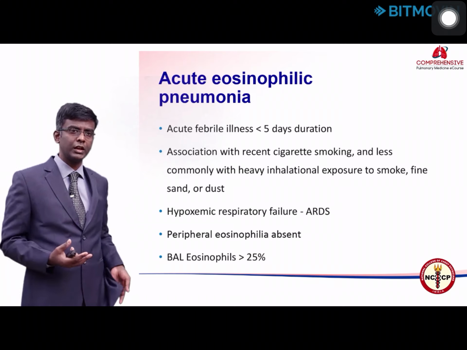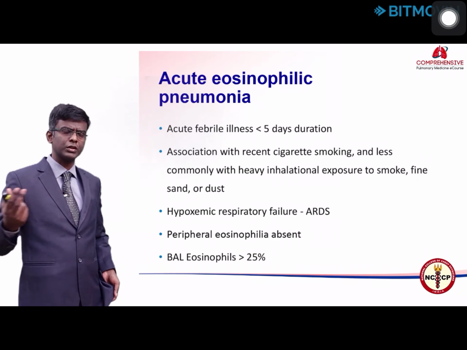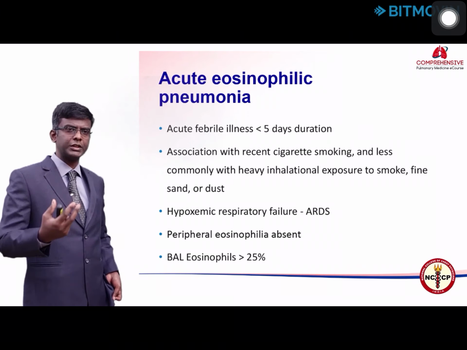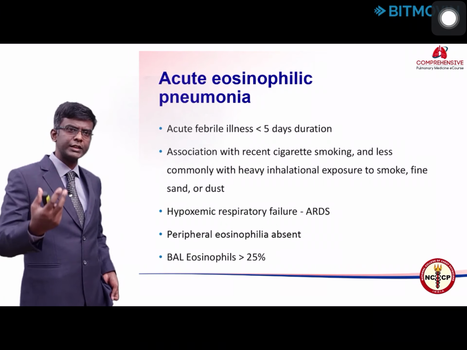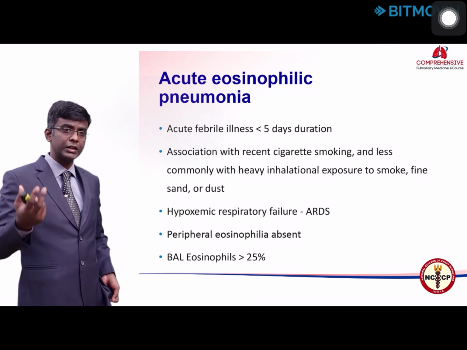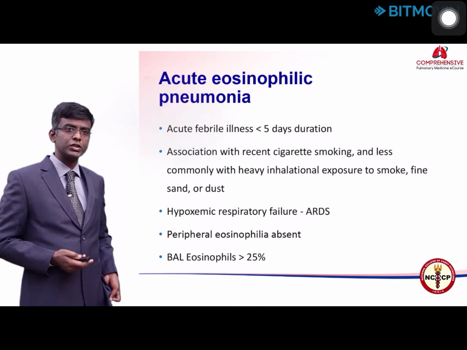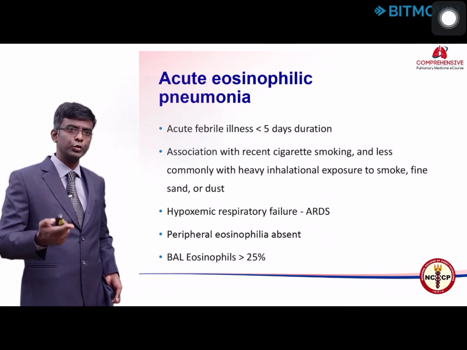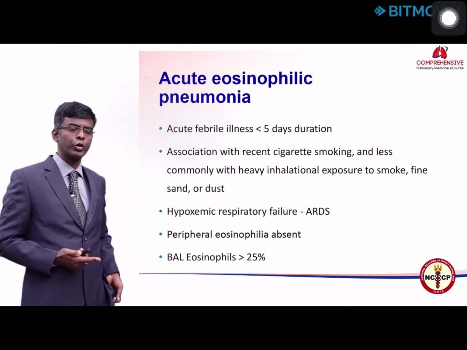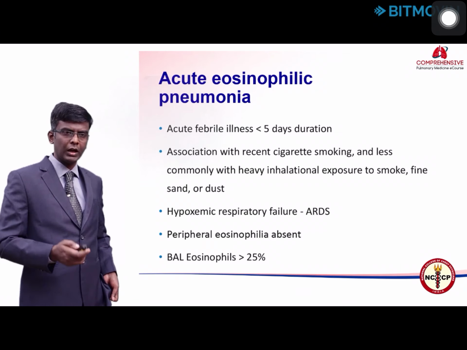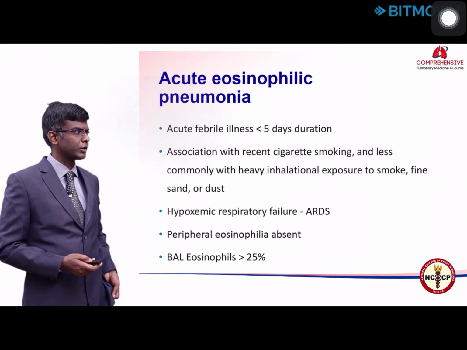If a patient with ARDS in your ICU does not have any other signs or symptoms suggestive of an infection, there is no antecedent risk factor for ARDS, then your index of suspicion for acute eosinophilic pneumonia should be high, because this can be diagnosed only if you do a bronchoscopy and bronchoalveolar lavage, and the lavage fluid will show a high eosinophil count of more than 25%.